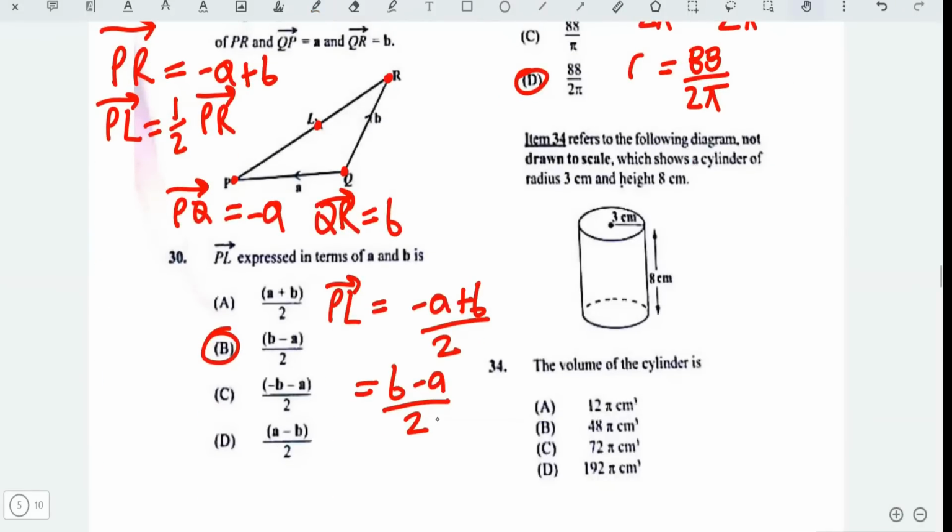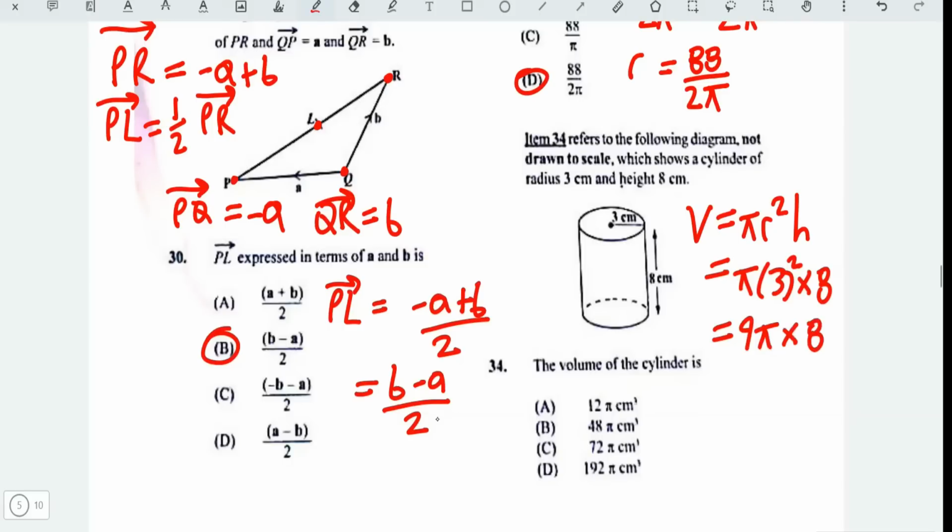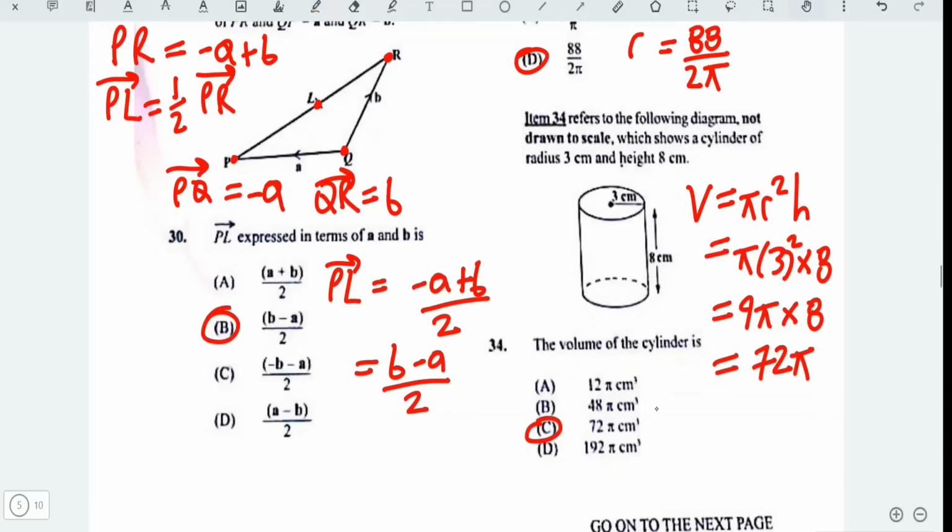Question number 34. It says, what is the volume of this cylinder here? To find the volume of a cylinder, it is the area of the cross section, which is a circle, pi r squared, times the height. So the area of the cross section is pi times the radius of 3 squared, times the height of 8. 3 squared is 9, so that's 9 pi times 8, which is 72 pi. That's option C. That's the volume of the cylinder.